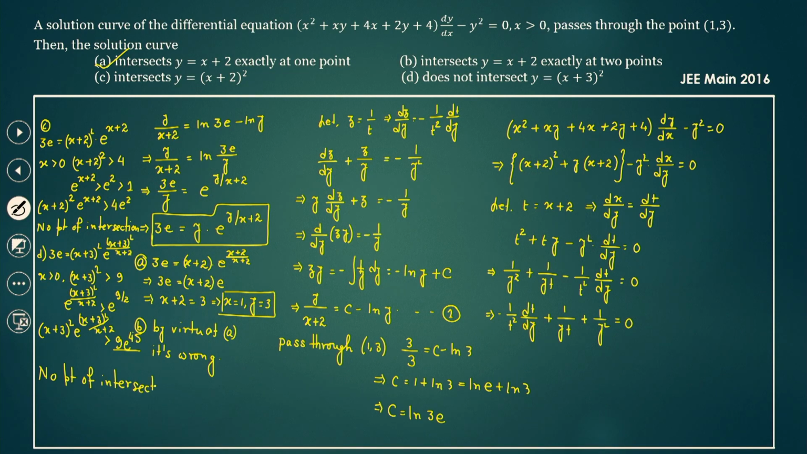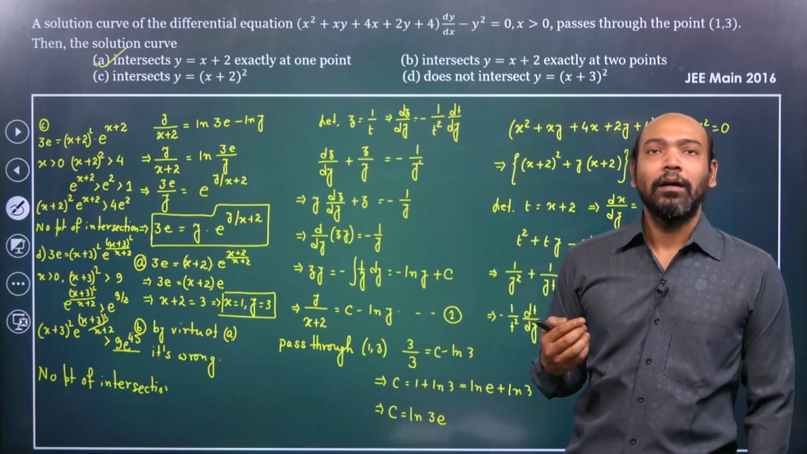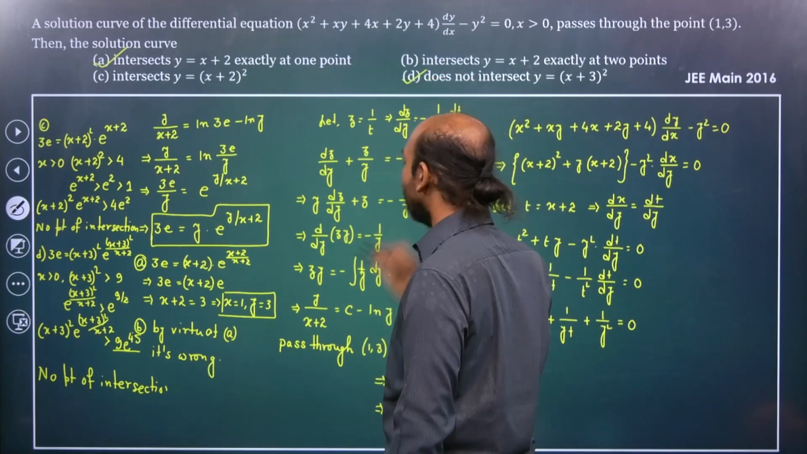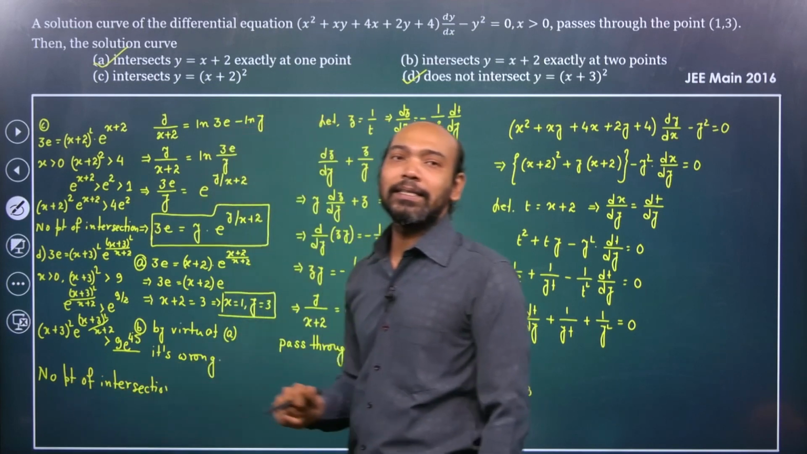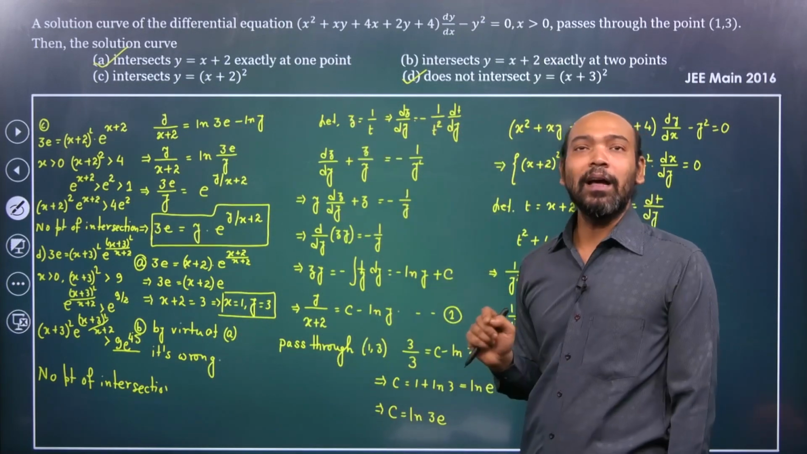So therefore, for this particular problem, we can easily understand that option A is the right answer. And obviously, we can say option D as well because C doesn't intersect. We also proved that it doesn't intersect, right? So in this particular problem, options A and D are the correct choice.